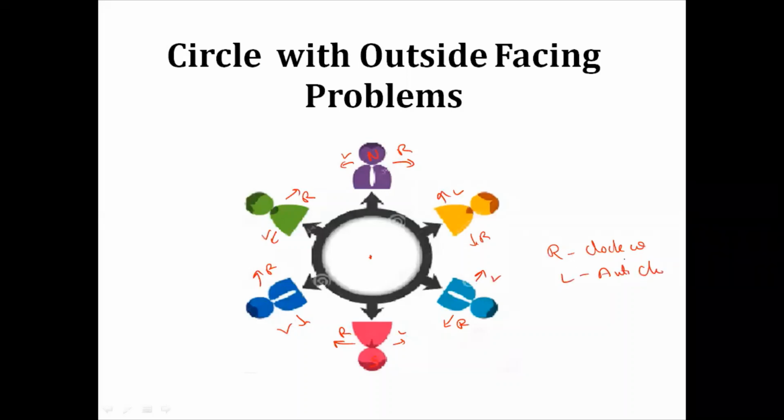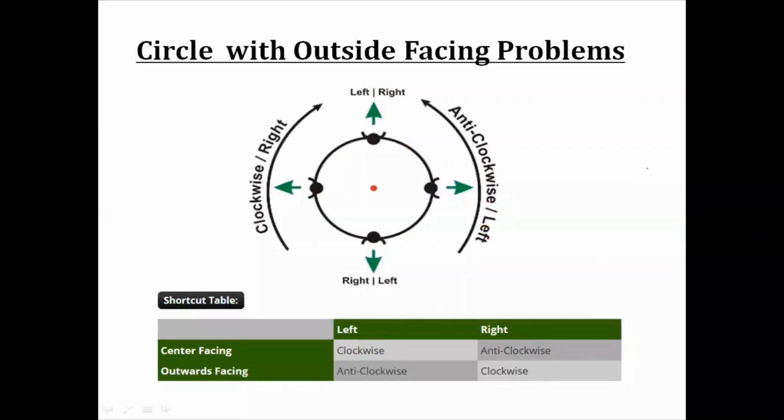Now you better write down this circle with outside facing. If the persons are facing outside the center of the circle, right is clockwise direction, left is anti-clockwise direction. And when you observe this box, this is the same as directions. In directions also, we discussed the same thing. Right is clockwise, left is anti-clockwise. And this shortcut table box, you need to remember.